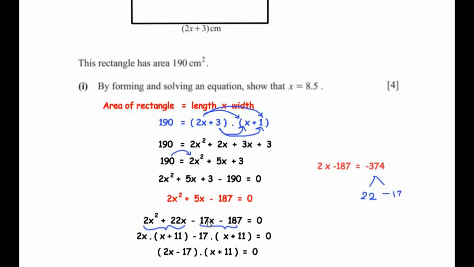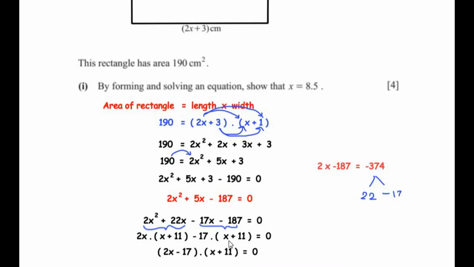Now in a similar way let us take out the common factor from the next two terms. So we have negative 17 as a common factor. So inside the bracket remains x from this term and positive 11 from the second term. Now x plus 11 is a common factor from these two terms. So we have taken it out, and the other factor which remains is 2x minus 17. So the two factors we got here are 2x minus 17 and x plus 11 equal to 0.